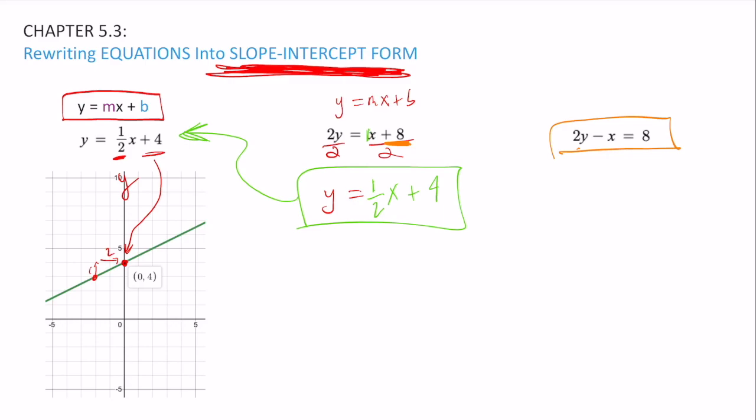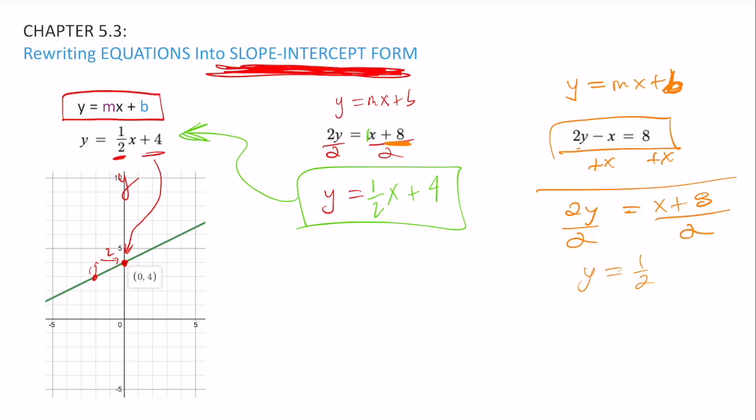So let's look at this last one. The first thing is, not only do I have 2y, but I also have other stuff on the same side, and it has to be just y. Just y equals mx plus b. So the first thing I'm going to do is get the x term, or anything else that's not the y term, out of that side. So I'm going to add x to get rid of that. So I'm going to have 2y equals x plus 8. That's good. But now we have to do the same thing we did before and divide by 2 to get just y. And we end up with y equals 1/2 x plus 4.